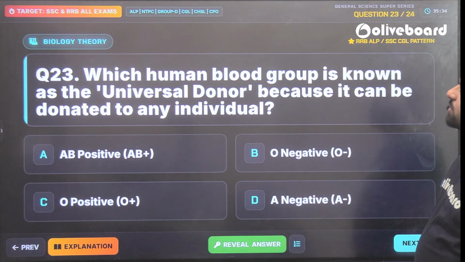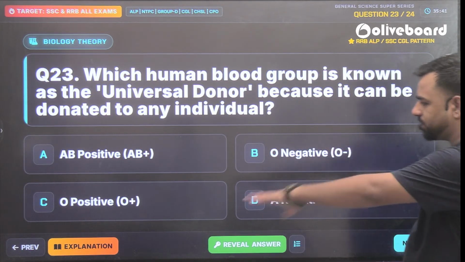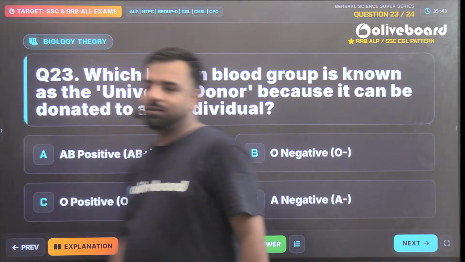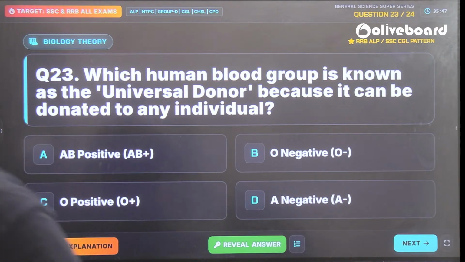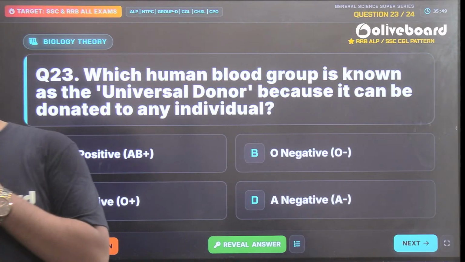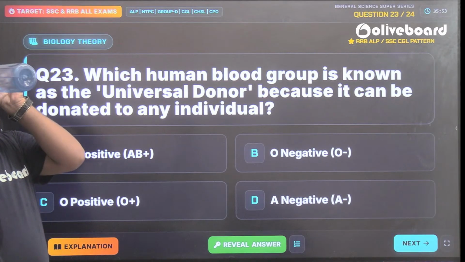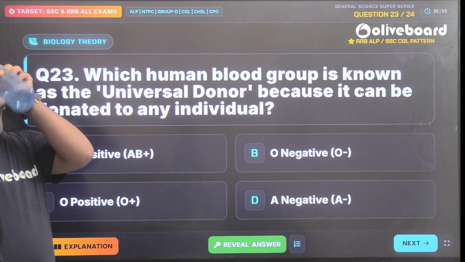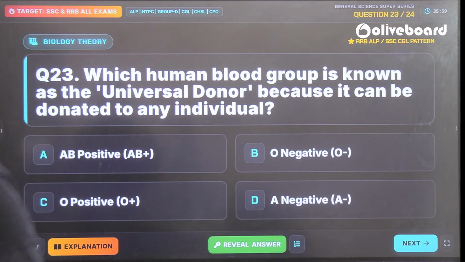Next. Which of the following blood groups is known as the universal donor because it can be donated to any individual? You have four options. I won't declare the answer here. I want this answer from you because doubt might be there. So Harry, Shubham and Manoj, what do you think is the correct answer here? Answer please. That's great. Guys, all of you are correct.